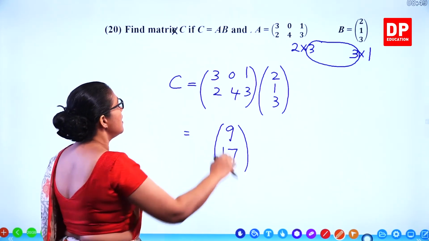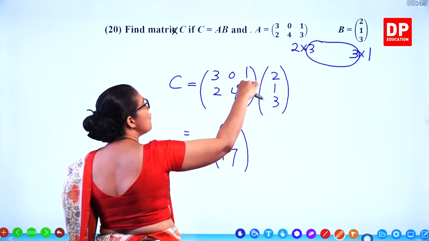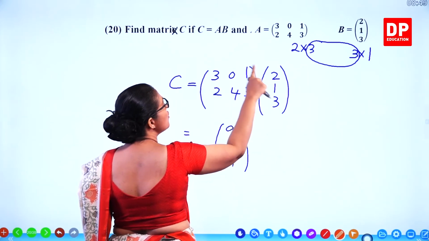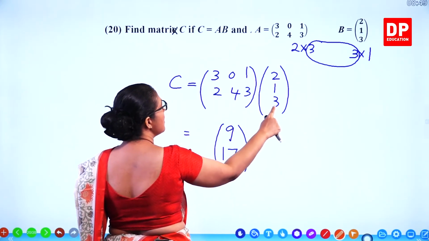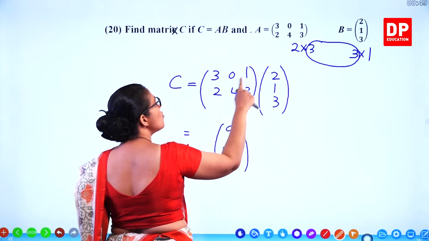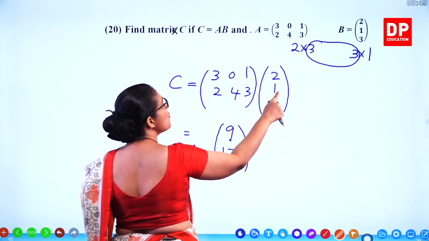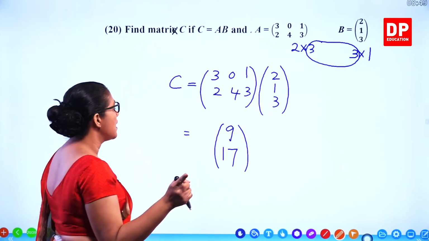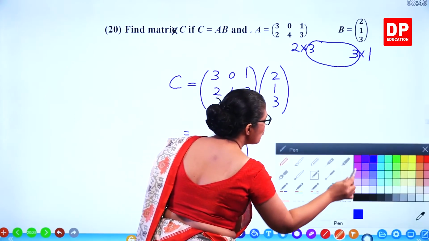Again, how do you multiply? First row with first column first. So 3 into 2, 1 into 3. So 9. Then second row with the first column. 2 times 2, 4. 4 times 1, 4. 3 times 3, 9. 4 and 4, 8. 8 plus 9, 17. So 2 marks for that.